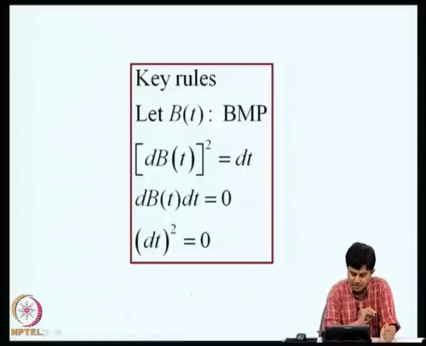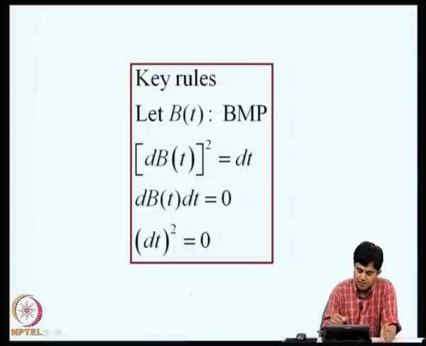Now, I will state some rules and I will prove them in due course, but to begin with we can accept these rules and see what will be the consequence, and then we will see how it can be shown. The rules are: square of dB of t is dt, dB of t dt is 0 and dt square is 0. So, what does that mean?